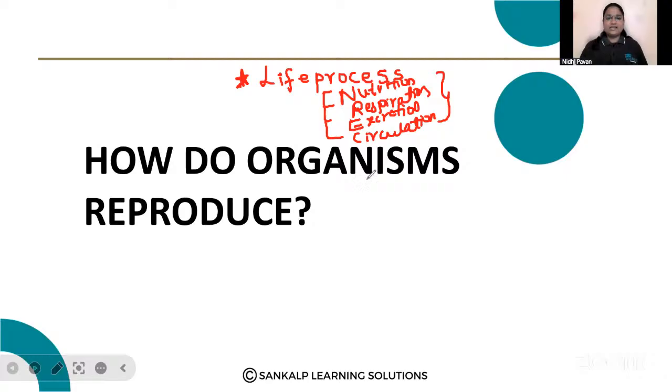Fine. Then, while discussing this chapter, I asked you a question. Why is reproduction not considered a life process? Can anyone tell me why? Heterotrophic and autotrophic nutrition we learned. We did not consider reproduction as a life process, okay? So why is reproduction not considered a life process?